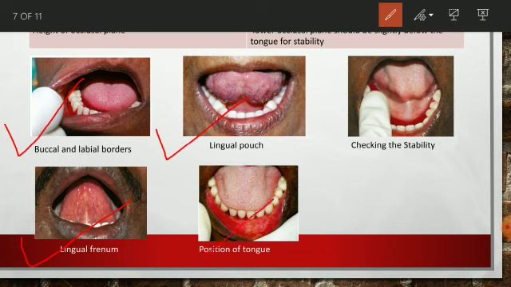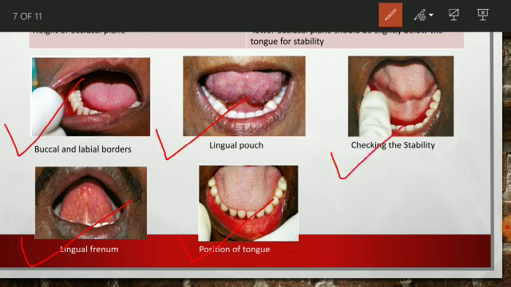Fourth, you need to check the position of the tongue. You can see in the figure that the tongue is supposed to rest over the occlusal surface of the teeth, and there should always be passive contact of the teeth with the tongue. The tongue should never be below the occlusal surface of the denture teeth. Just remember this.